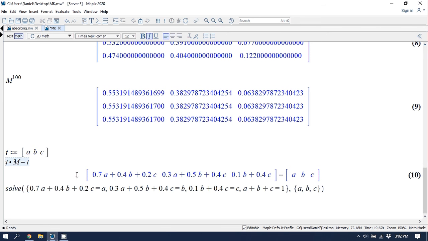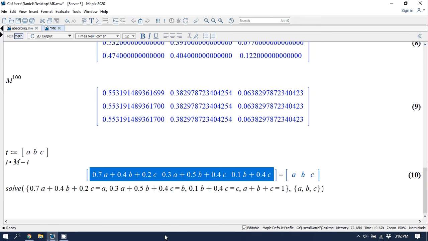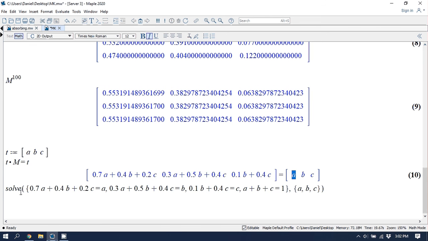So when you do T times M, you get this row matrix, and that'll give you 3 equations, which I put here in the solve command. So the first entry will be equal to A on the right-hand side. There it is. That's the first equation. The second equation will be the second entry equal to B over here. And then finally the last component equal to C from left and right, and that gives you the third equation. 2 of these will be the same.